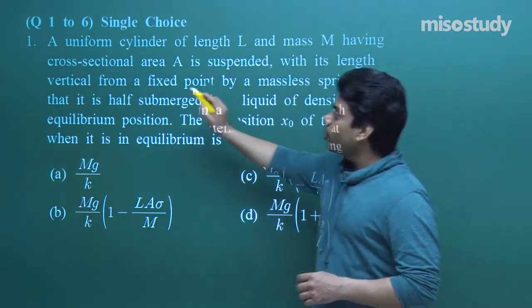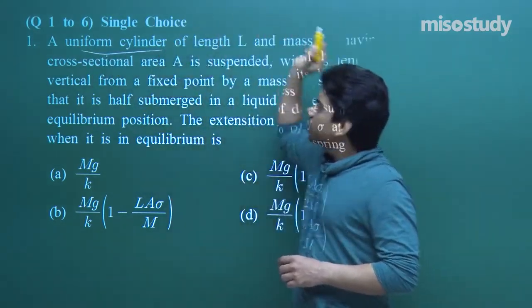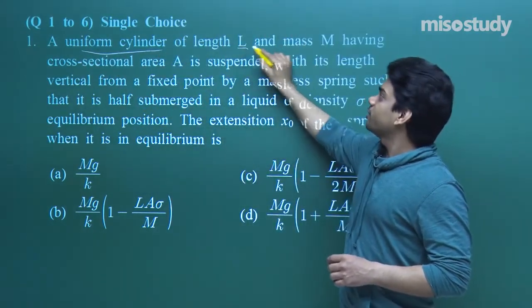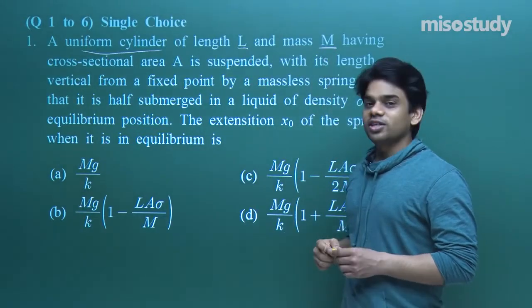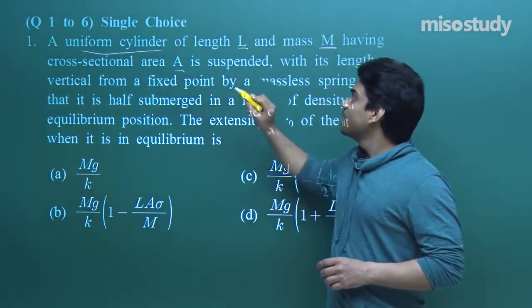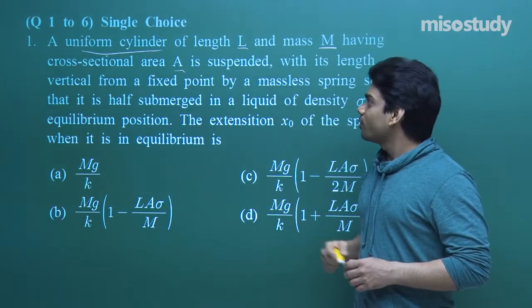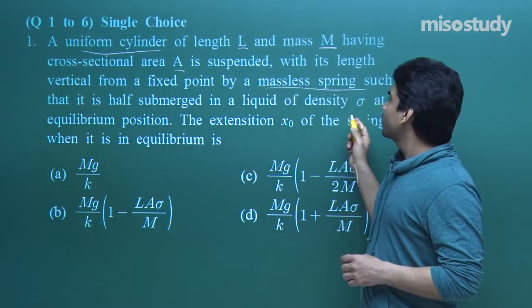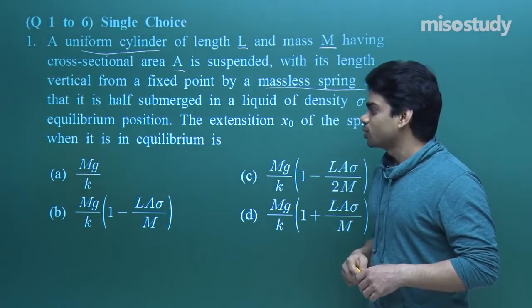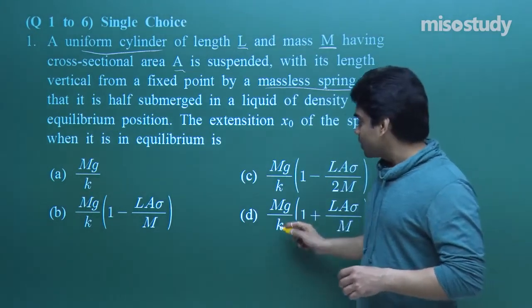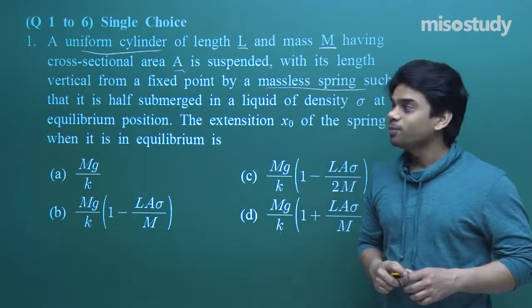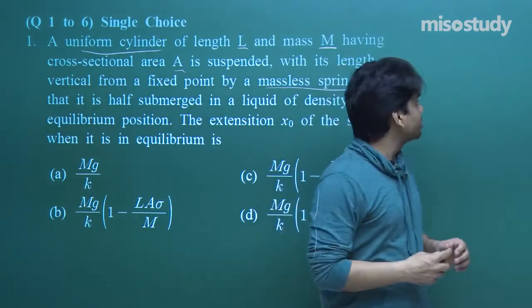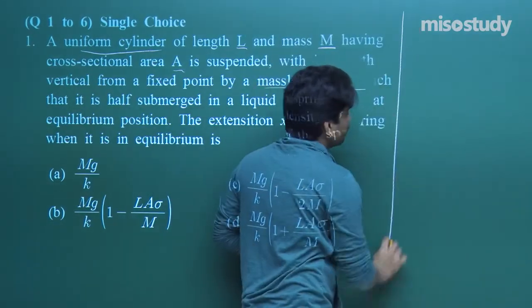See that it's a uniform cylinder of length L, its length is given, mass M is given, having cross-sectional area A given, suspended with its length vertical from a fixed point by a massless spring such that it is half submerged in a liquid of density sigma at equilibrium position. Now see the K that has been given, that is the spring constant K that has been provided to us. Let me show you the scenario, how you should approach.